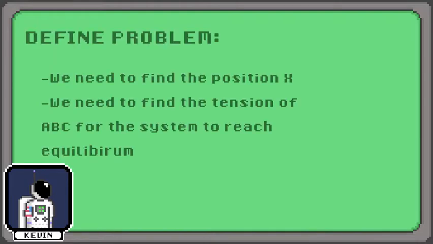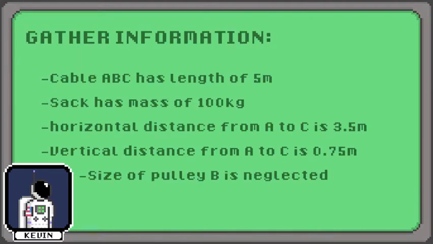First, we need to define the problem. We need to find the position X, and we need to find the tension ABC for the system to reach equilibrium. Then, we need to gather information. Cable ABC has a length of 5 meters. The sac has a mass of 100 kilograms. The horizontal distance from A to C is 3.5 meters. The vertical distance from A to C is 0.75 meters, and the size of pulley B is neglected.